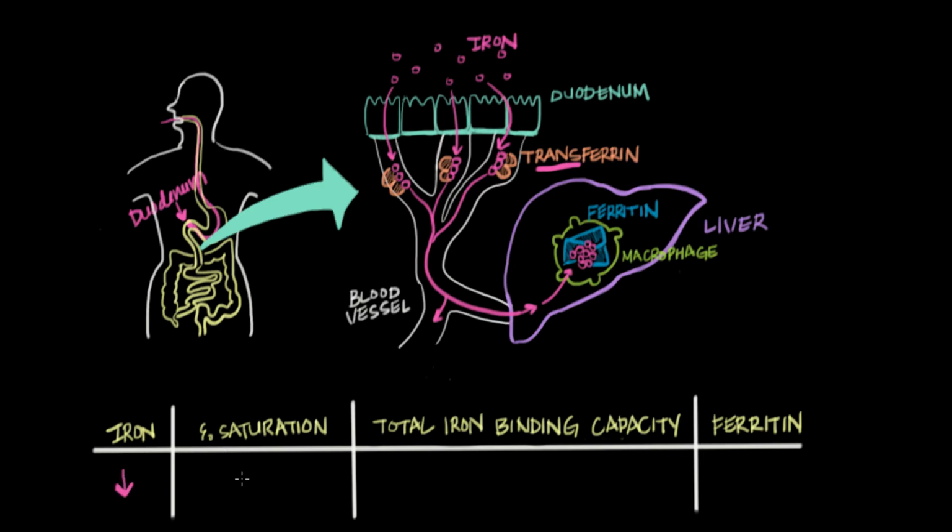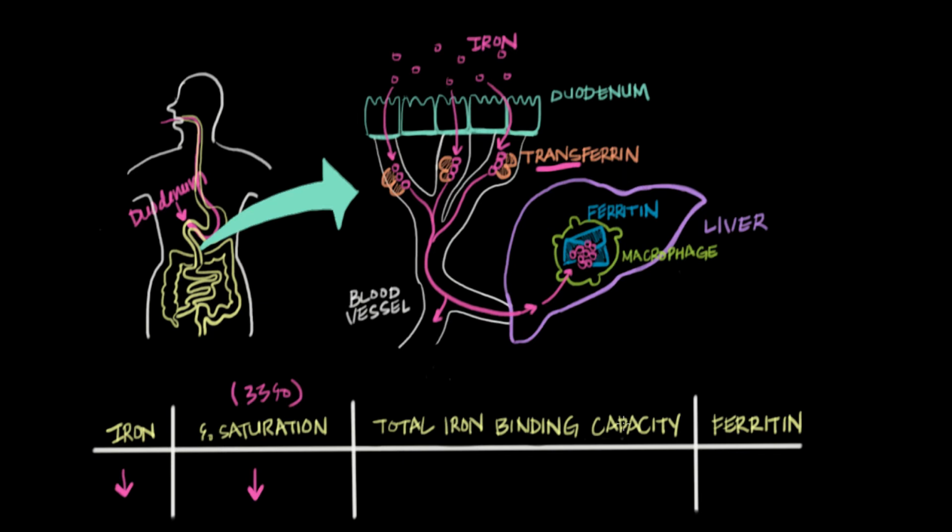What about their percent saturation? This refers to how many of the sites on transferrin are occupied by iron. So if we're in a state where we're deficient in iron, you'd expect that a lot of the sites on transferrin are empty. They're unoccupied by iron. And so the percent saturation would be low. And it's a good fact to know that the normal percent saturation in a person who isn't iron deficient is 33%. So 33% of the binding sites on transferrin are usually occupied by iron.